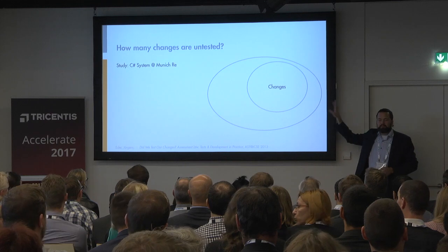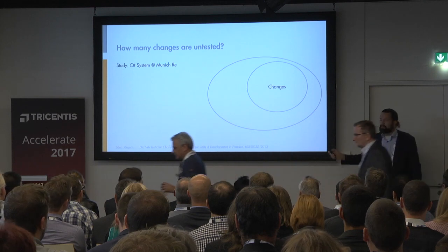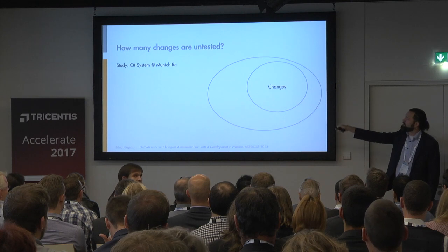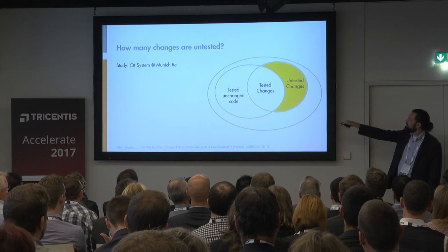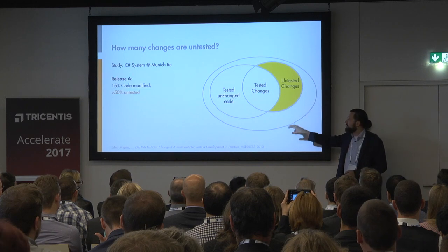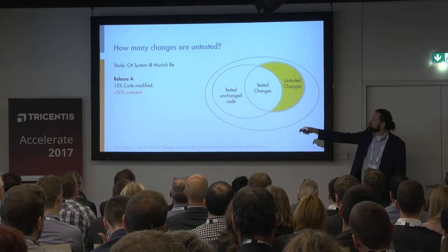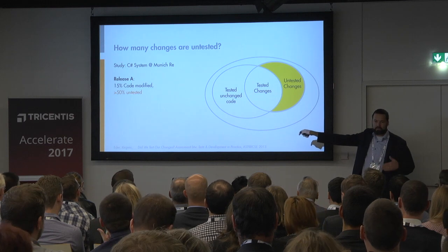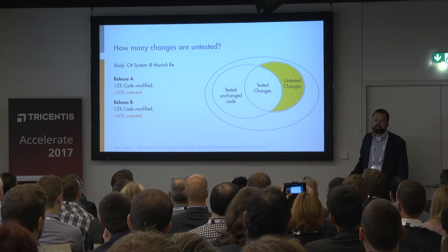We made a study with Munich Re, which I can disclose since we published it at a scientific conference. And the very simple illustration means this is the entire system, and this is the part that changed since the last release. This is what they covered in their tests, and now we have tested changes and we have untested changes. And in the study, we quantified these. And we analyzed 2 entire releases, and in the first release, 15% of the code that existed was modified since the last release, and half of those 15% went through testing unexecuted. In the second release, it was even worse, 60% went through.